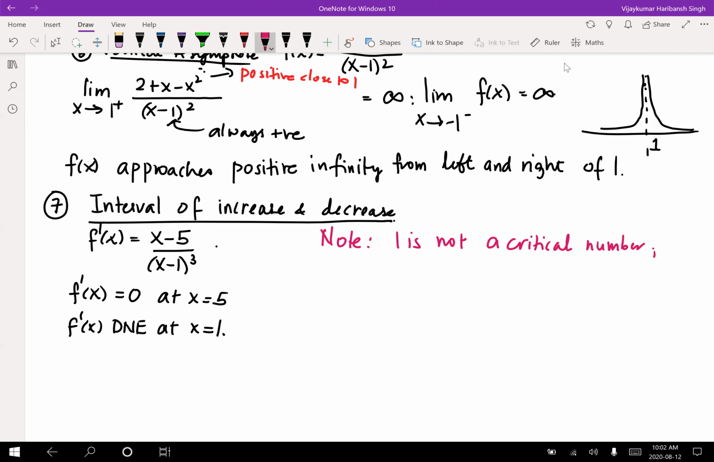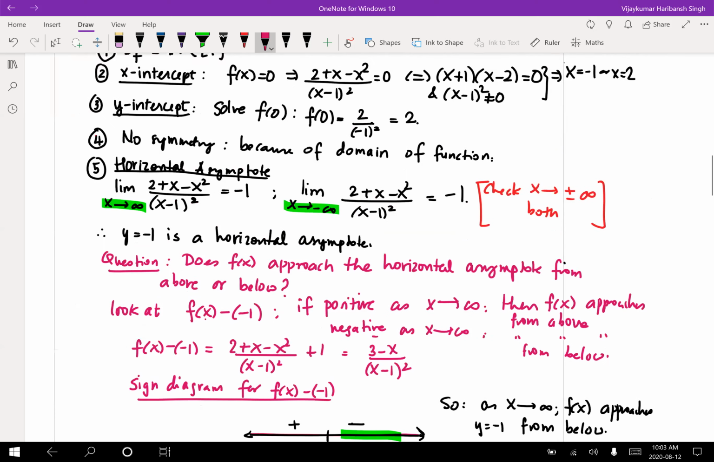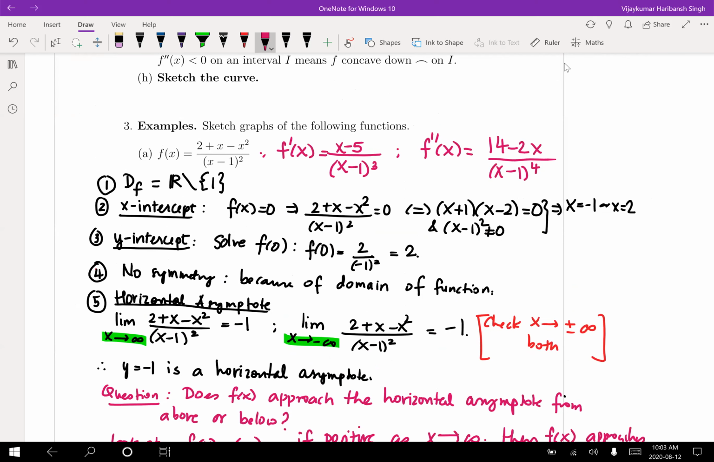But still plays an important role in shape of the graph. Why is 1 not a critical number? Because f is not defined at 1, right? The function f is not defined at 1. So therefore, it's not a critical number.